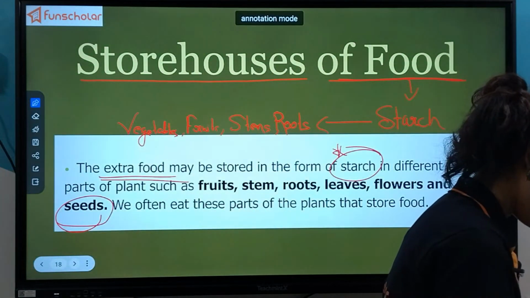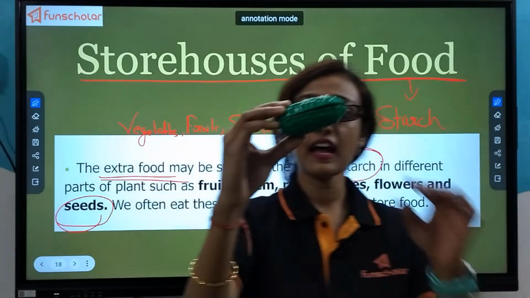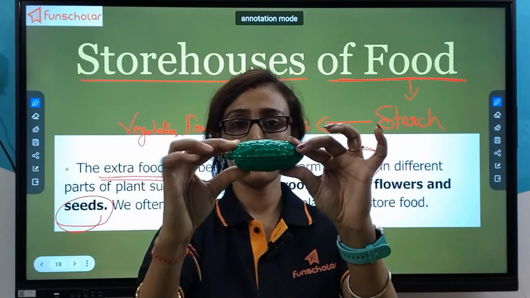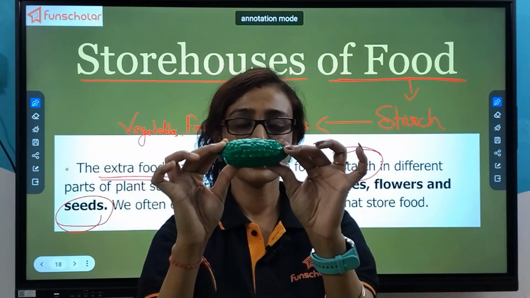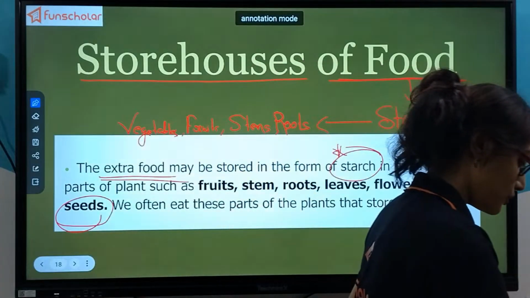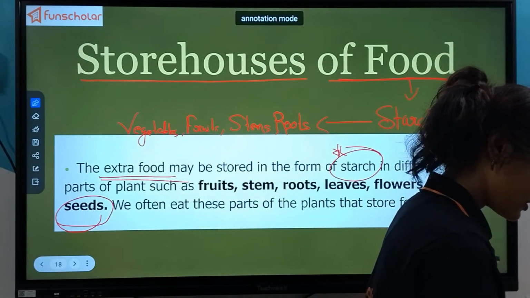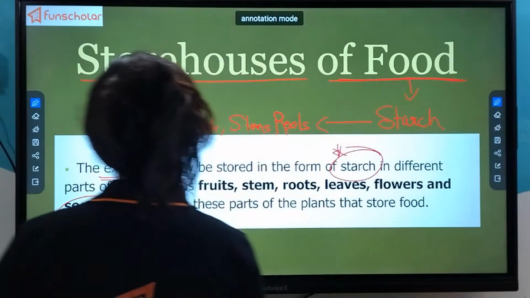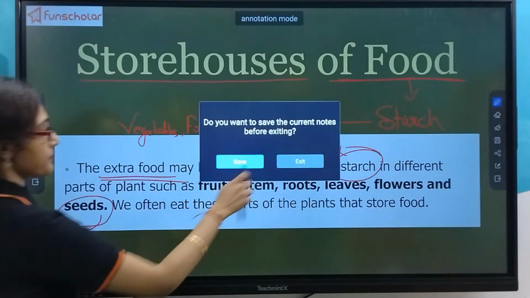Then we have karela, bitter gourd. You eat this? Right. So plants store their food in this way. Okay. Let us see more.